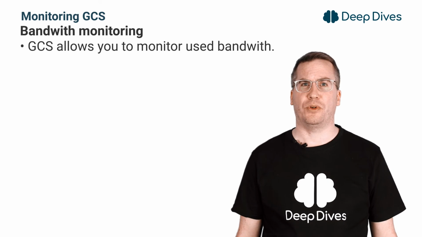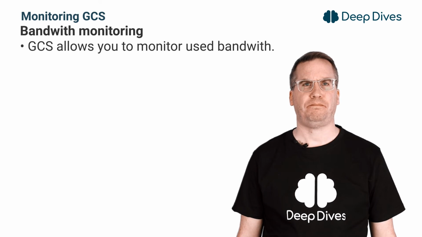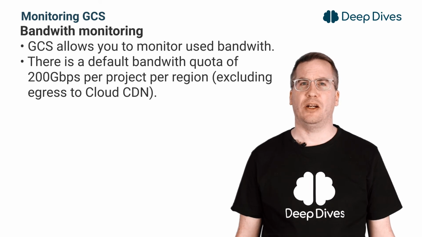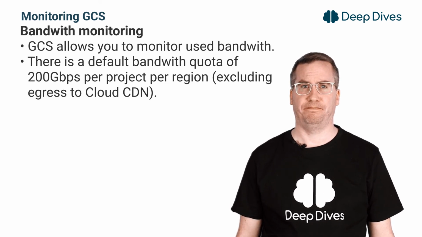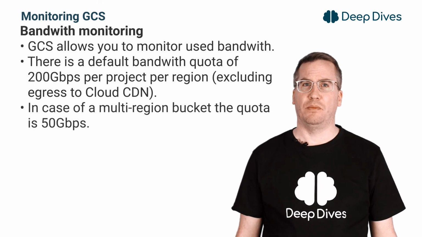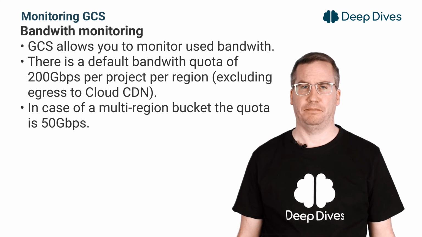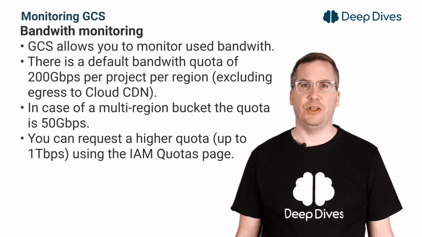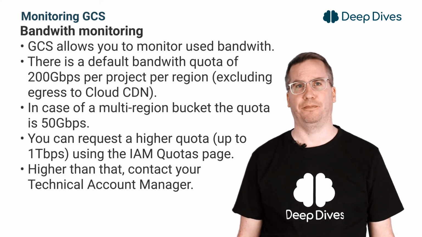GCS also allows you to monitor the used bandwidth. Now, why would you be interested in that? As it happens, there's a default bandwidth quota of 200 gigabits per second per project per region. This is excluding egress to the Cloud CDN service. In case your bucket is a multi-region bucket, the quota is actually only 50 gigabits per second. You can request a higher quota, up to 1 terabit per second, using the IAM quotas page. Higher than that, you need to contact your technical account manager.